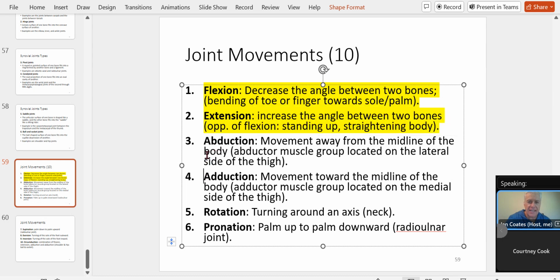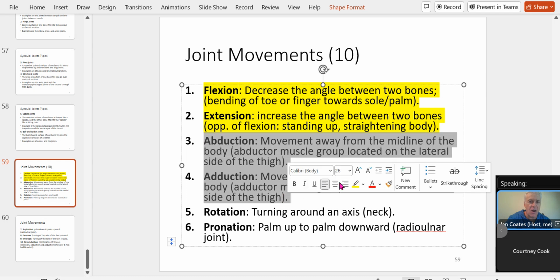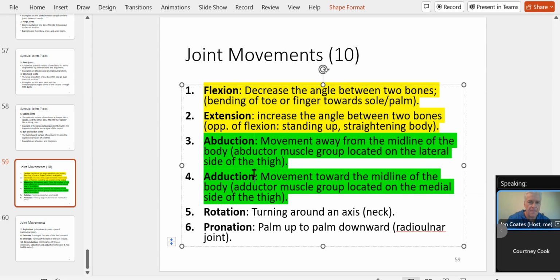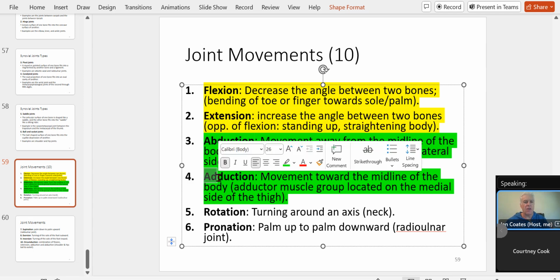Abduction, adduction. These 2 are opposites. Abduction is movement away from the midline of the body. Think of that machine at the gym that you can sit on and move your legs out or in, and it works the inside or the outside of the muscles. If you're moving the legs away from the midline, to the outside, that's called abduction. Adduction is moving your leg or arm towards the midline.